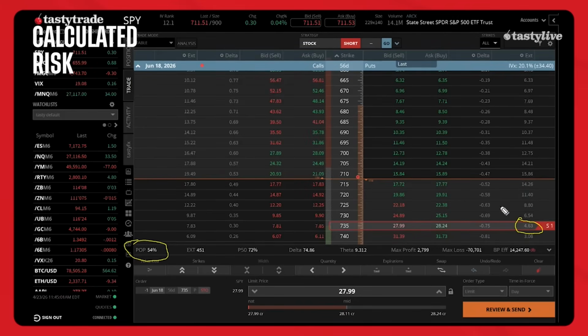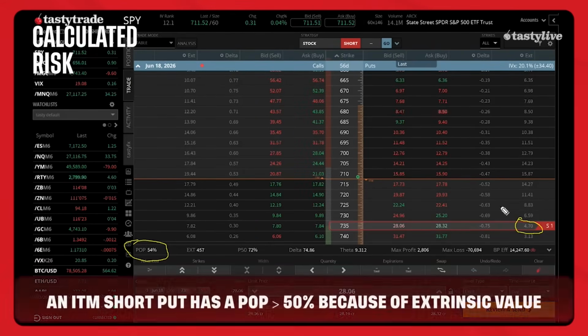Extrinsic value. When you sell an option, whether it's out of the money or in the money, it really doesn't matter. You're going to be collecting extrinsic value. You're going to be getting paid for the additional risk that you are taking from the unlimited risk in that trade. And that is represented by the extrinsic value in the option. And so because an in-the-money option still has extrinsic value, that is what is driving a probability that is greater than 50%, even though you are in the money.